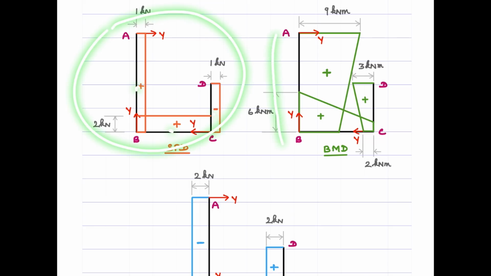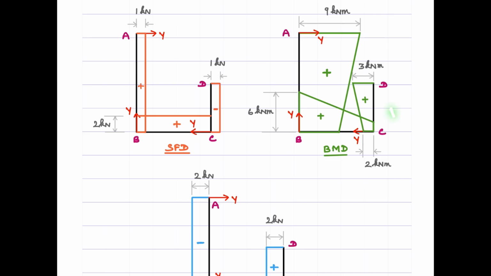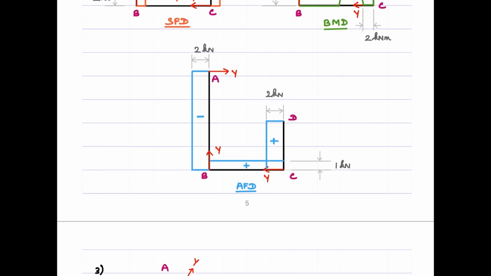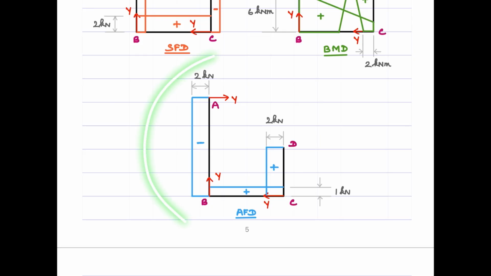For this variation, you need to write the expression for Mx for each of these members. It's just a linear variation, so there is nothing much to bother about. All will be positive here based on the sign convention we have. Here, all the bending moments will be drawn on the compression side of the member. That's the only thing I want to emphasize here, and then complete the AFD as usual.